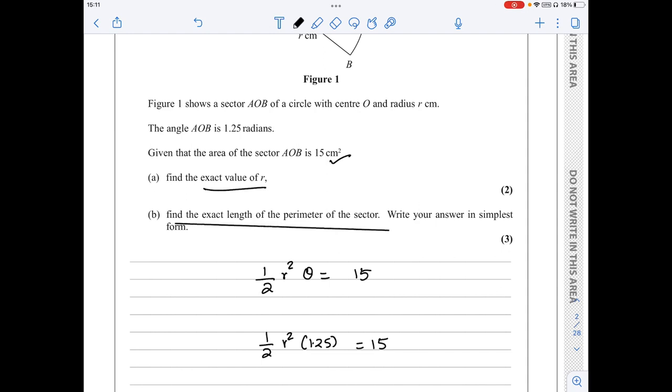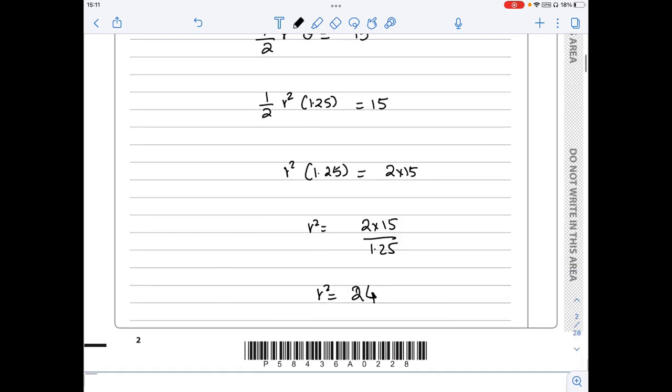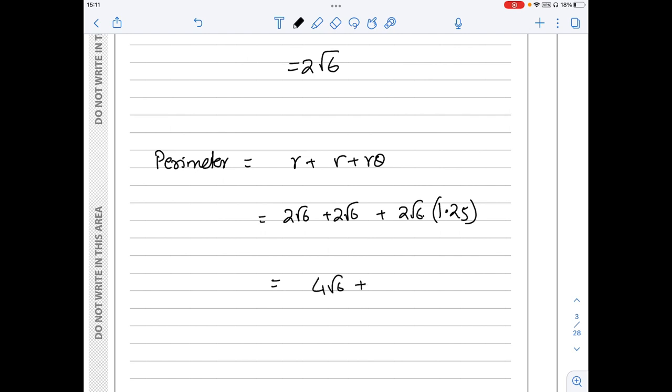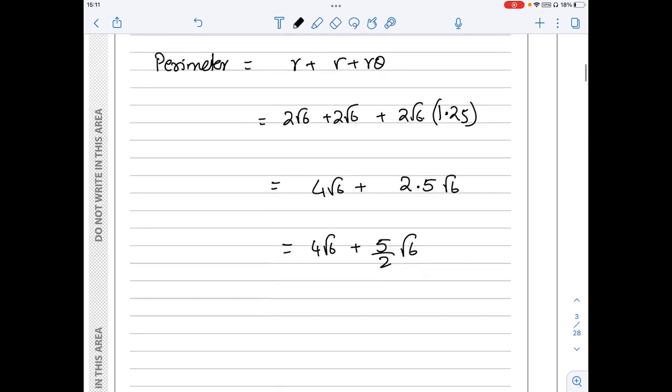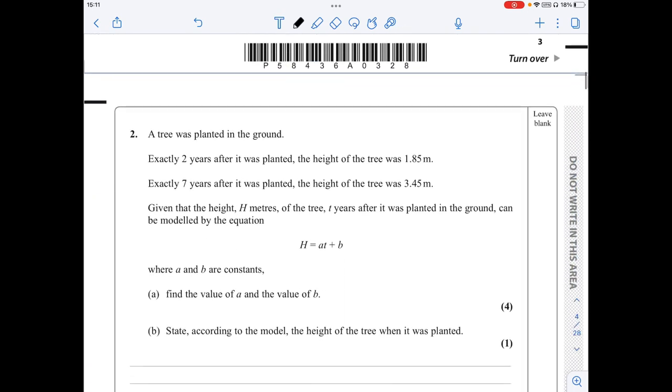Find the exact length of the perimeter of the sector. So r plus r, and this one is r theta. So the perimeter is going to be r plus r plus r theta. r is 2 root 6 plus 2 root 6 plus 2 root 6 times theta. Theta is 1.25. So what does that become? 4 root 6 plus 1.25 times 2 root 6, which is 2.5 root 6. So which is 4 root 6 plus 5 upon 2 root 6. Take the common denominator: 13 upon 2 root 6. That is the exact value of the perimeter.